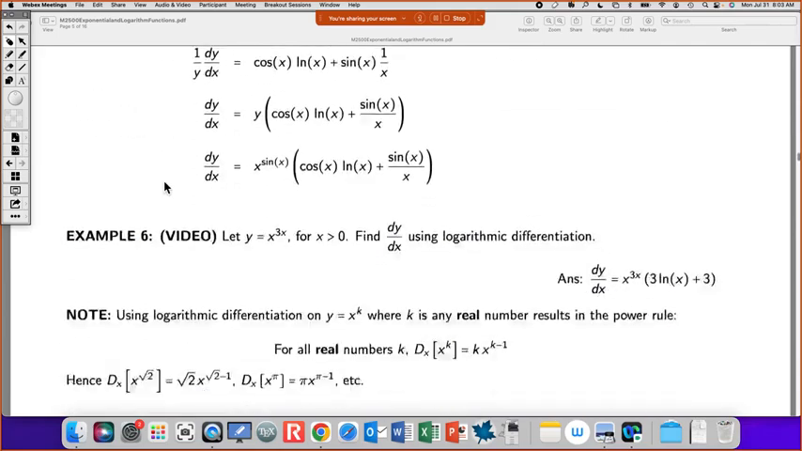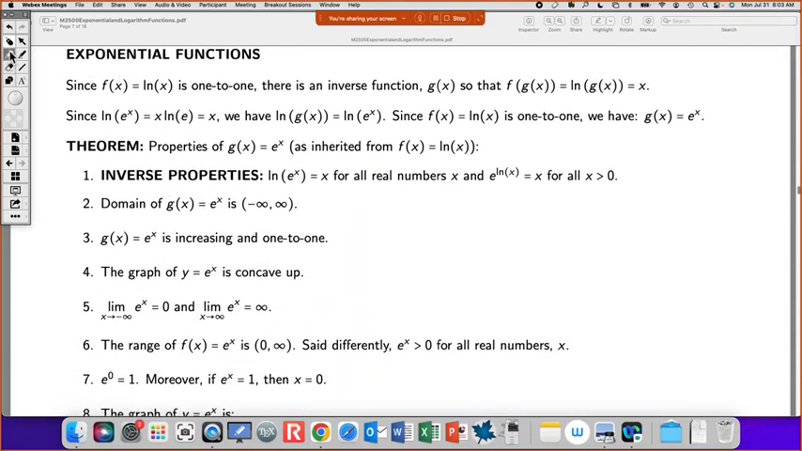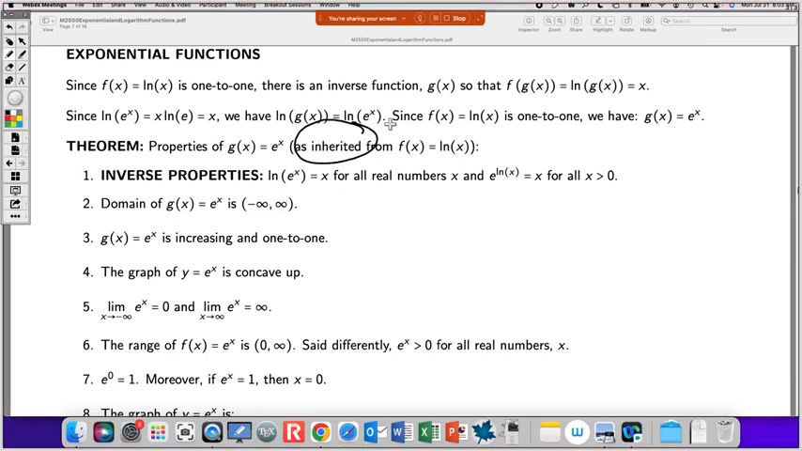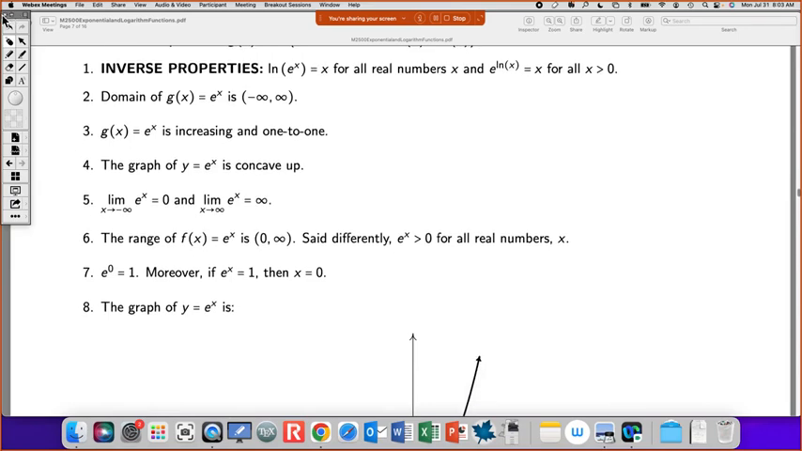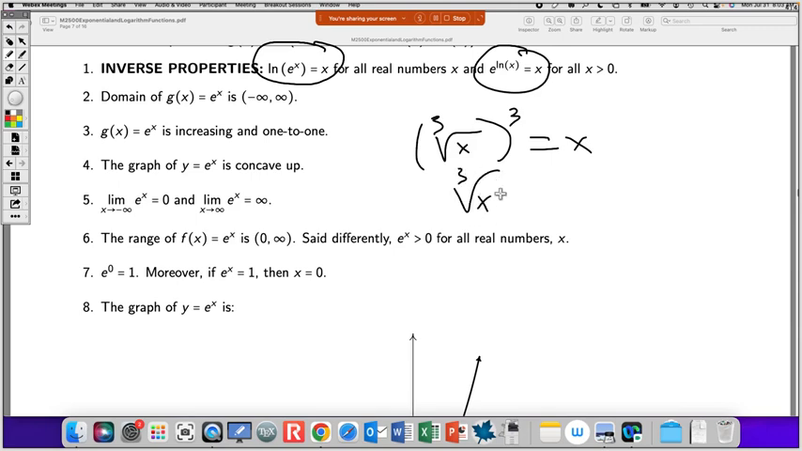So here are the properties of the exponential functions. All right. Once again, as inherited from the log function. So we've got the inverse properties. The natural log undoes the exponential, and the exponential undoes the natural log. All right, so if you plug the functions into each other, they undo each other. Just like if you take the cube root cubed, the cube undoes the cube root. The cube root undoes the cube. Okay, so same kind of relationship here.